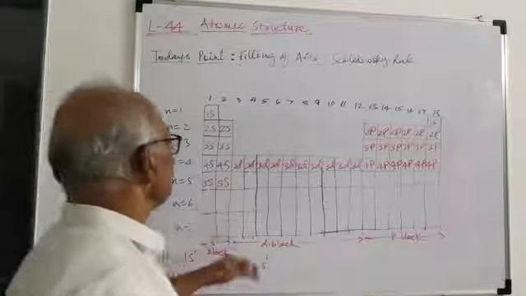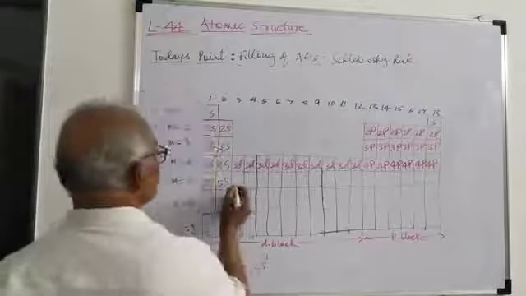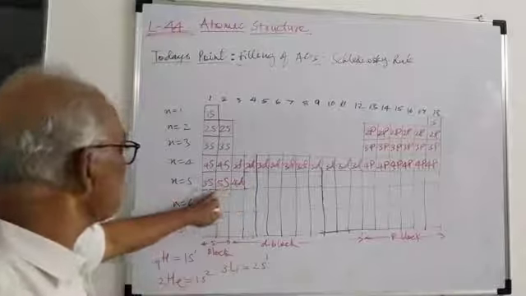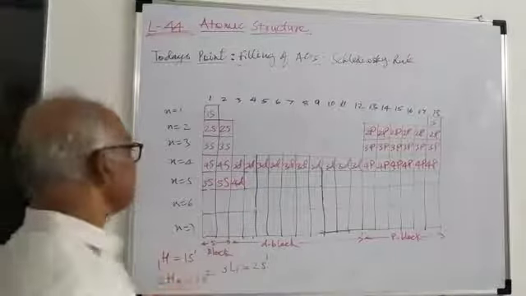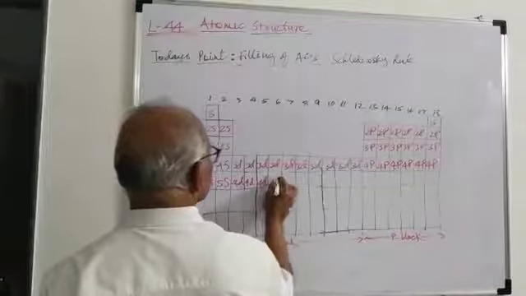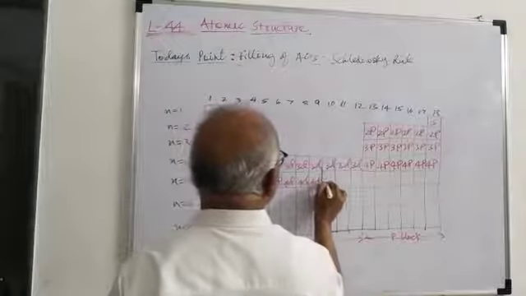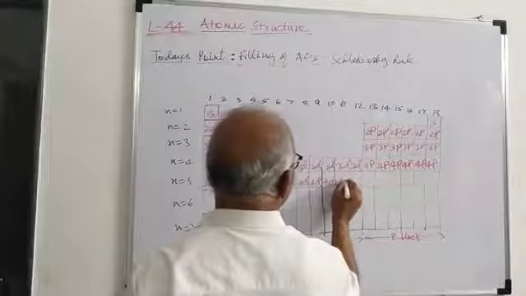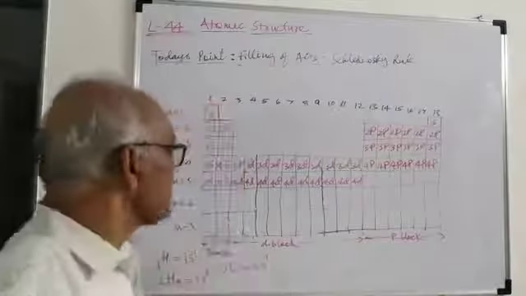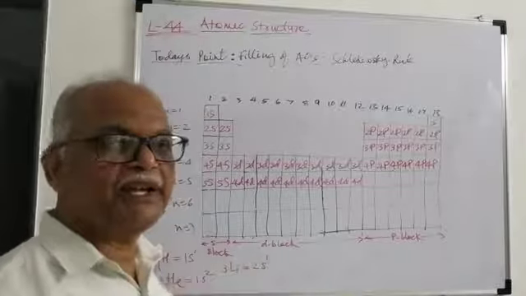Then after completing this 5s, the next electron will go into the 4d again, because the energy level of 4d and 5s is nearly the same. So these 4d orbitals are progressively occupied. Now the 4d is completed, there is no more vacancy for any electron.